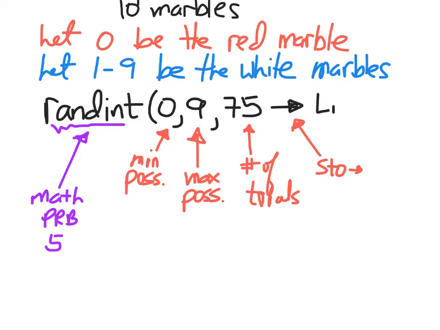So 0, 9. You just do 0, enter, 9, enter. Number of trials, 75. But I also want to store it into L1. For some reason on the older calculators, it didn't work if you closed parentheses. I don't know if that's true anymore.